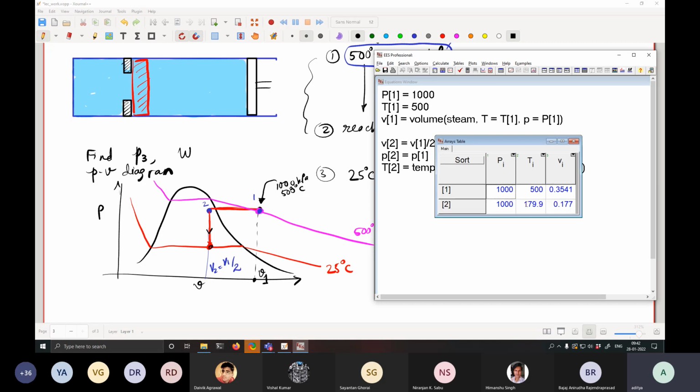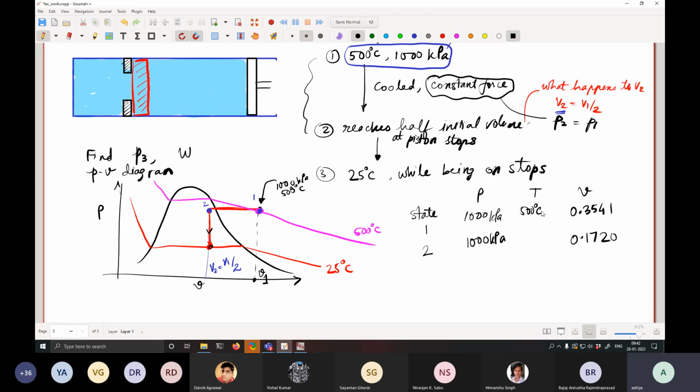So the second point temperature comes out to be 179.9 degrees Celsius. So this is 179.9. If I were to draw an isotherm which passes through point 2, this isotherm will have a temperature of 179.9 degrees Celsius.